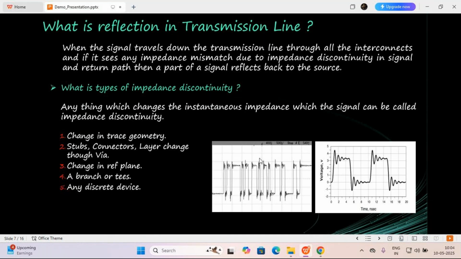If you see the bottom rightmost picture, the signal settling time at the end is showing around 3.3 volt. But since my signal saw a higher impedance over there, it shot up to 4.5 volts. Then again it came back to 2.5 volt, again 3.8 volt. So this is called ringing, and it is present because of the impedance discontinuity.